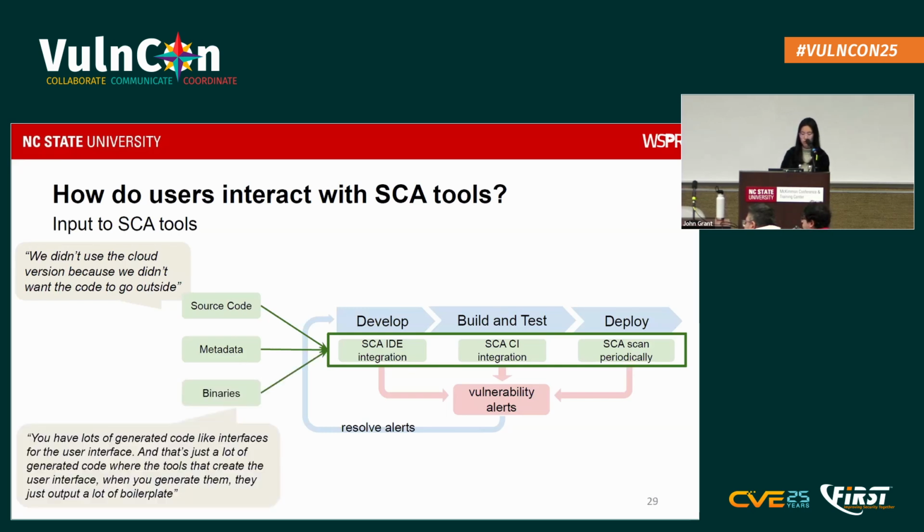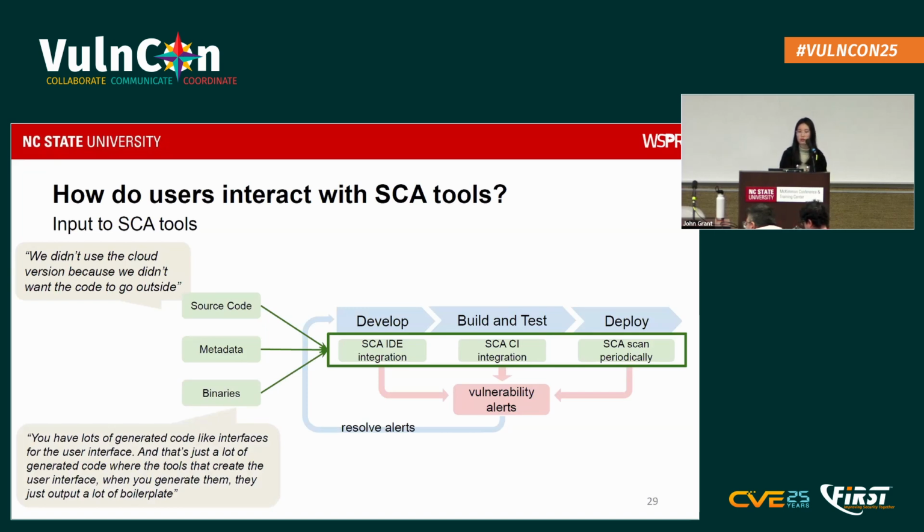The third type of input we observed was binaries. Sometimes organizations acquire an entire binary from one of their suppliers, but they still have to figure out what is in the software. So they run a binary SCA scan on that.